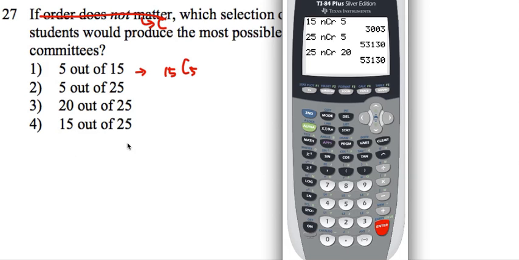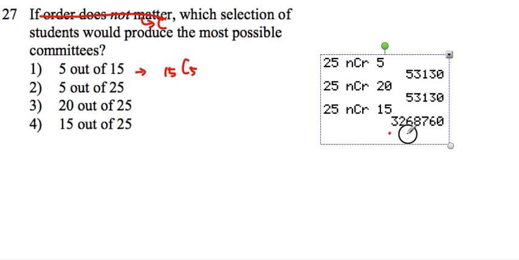Then let's go for number 4, 25C15. Then, in this case, you got the most values here. So our answer will be choice 4.